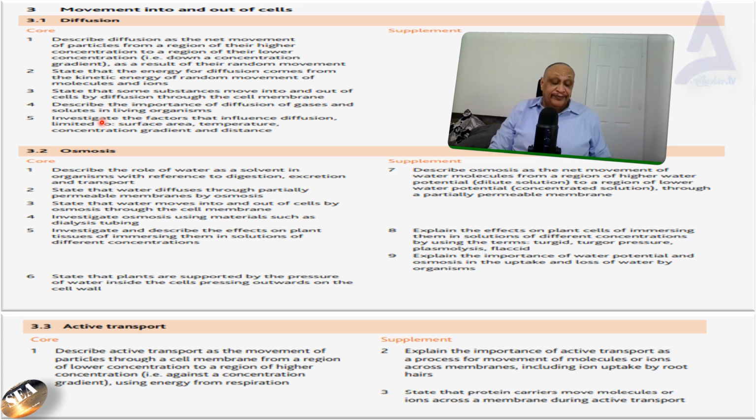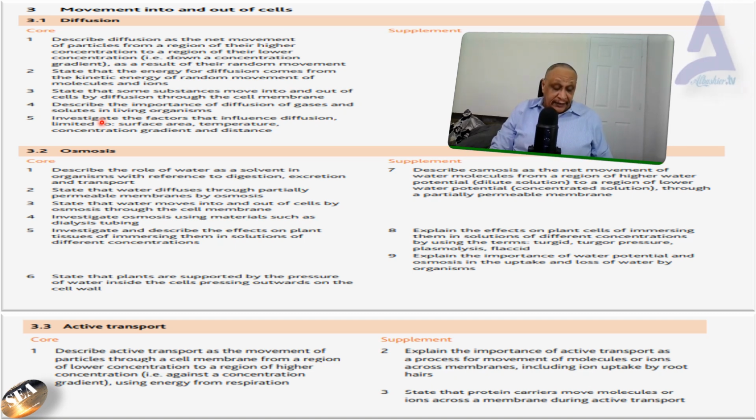Then at the end, for the core, state that plants are supported by the pressure of water inside the cells. The third part, the supplement part, is going to be about 2 more topics. Describe osmosis as the net movement of water molecules from a region of higher water potential, dilute solutions, to a region of lower water potential, that means concentrated solutions, through a partially permeable membrane.